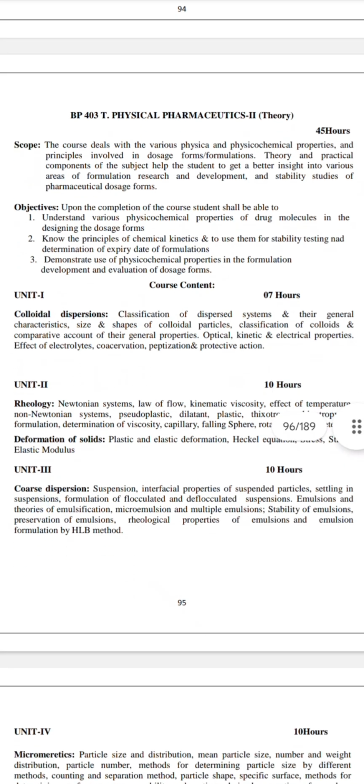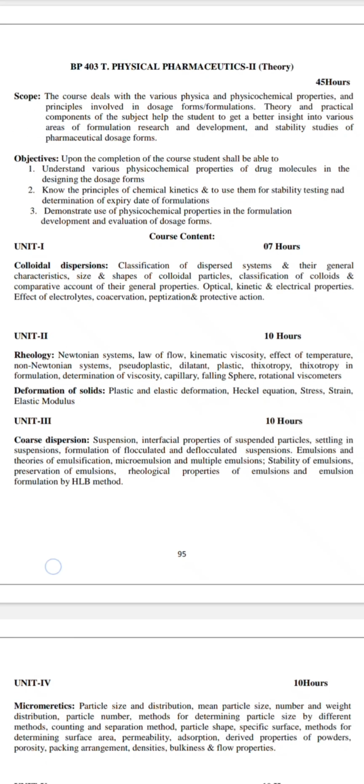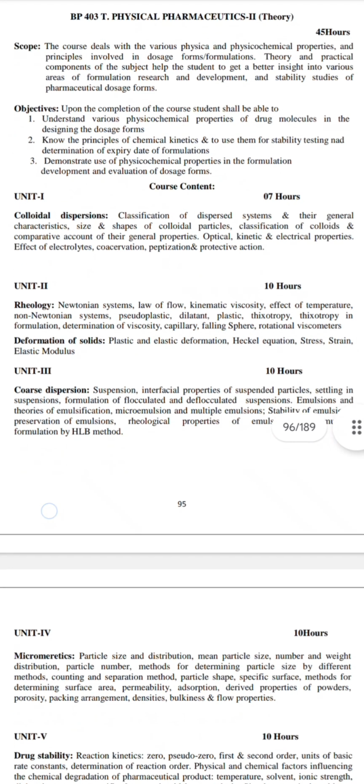I've said that rheology you can skip, or else if you want to study it, just see what the things to study are. Most people will leave the second unit completely, as they will give options, so at the last moment everyone will skip that.